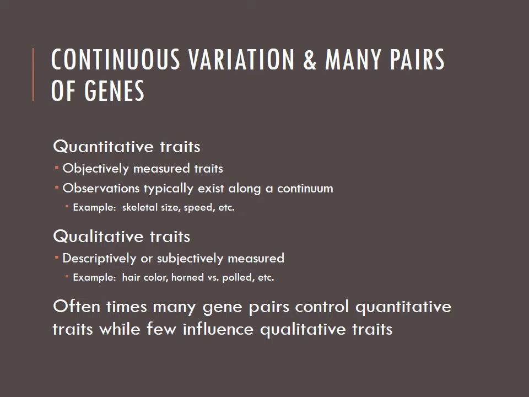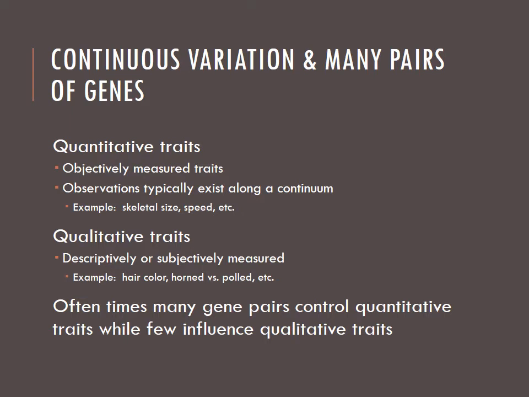The next category is what we call qualitative traits, ones that are very descriptive or subjectively measured. For example, hair color, horned versus polled, that kind of thing, where one producer may prefer horned animals or don't care, and another producer puts a high value on polled animals, or one breeder prefers paint horses versus another one prefers solid colored horses. And how do you identify which one is actually better? That's where the quantitative aspect comes in.